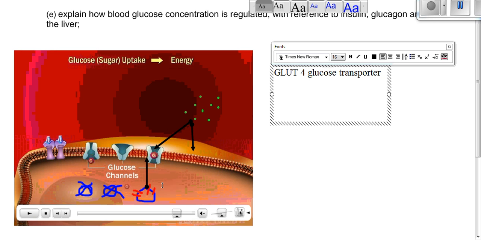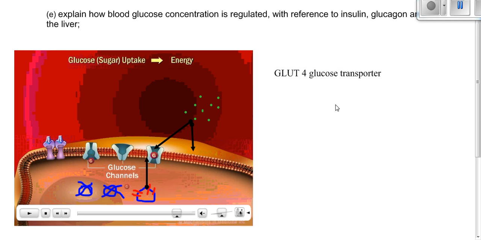So the effect of this would be to raise the glucose levels within the cell and reduce the blood glucose levels. And remember, you need to be specific in your exam answers as to where the glucose levels are being changed when you're talking about different parts of the body.